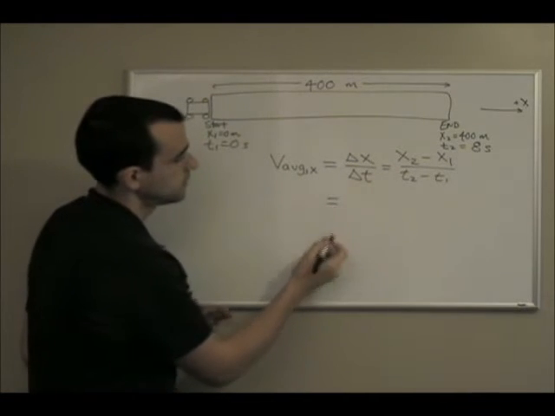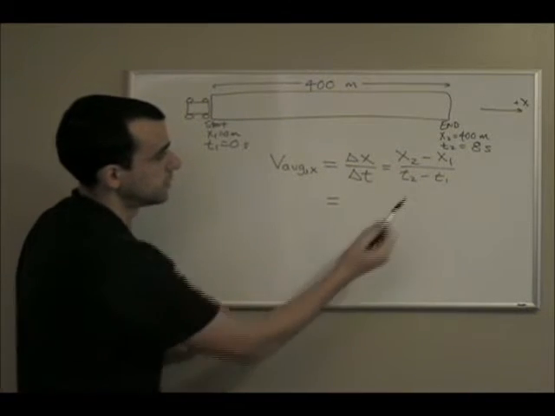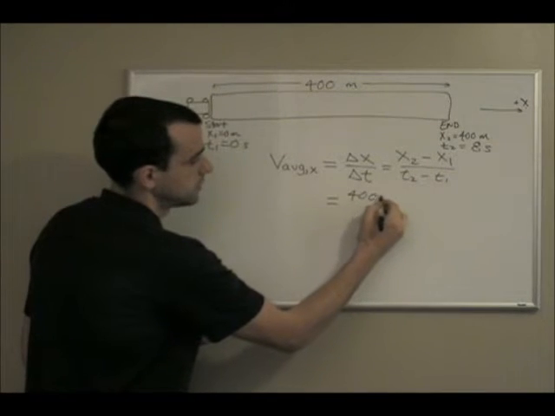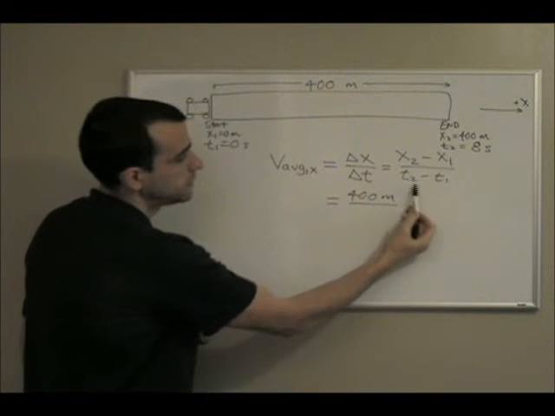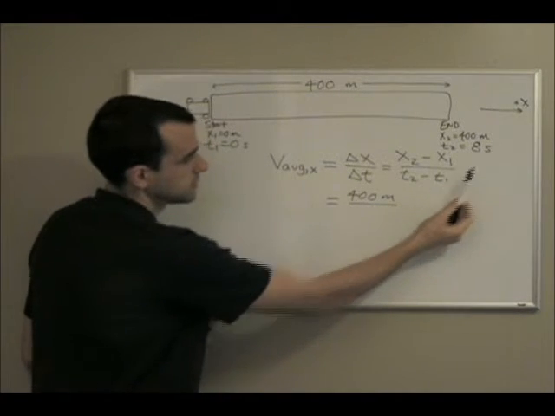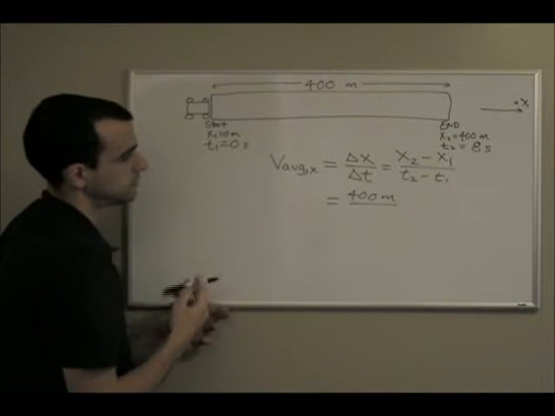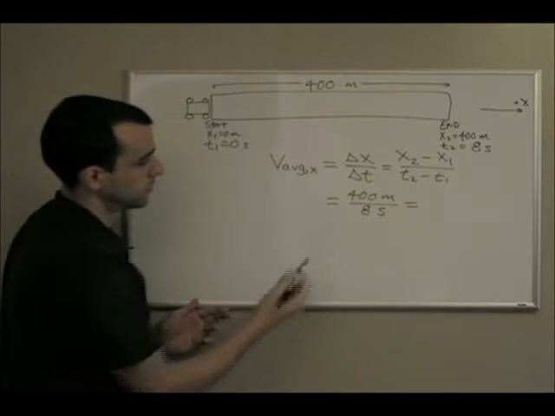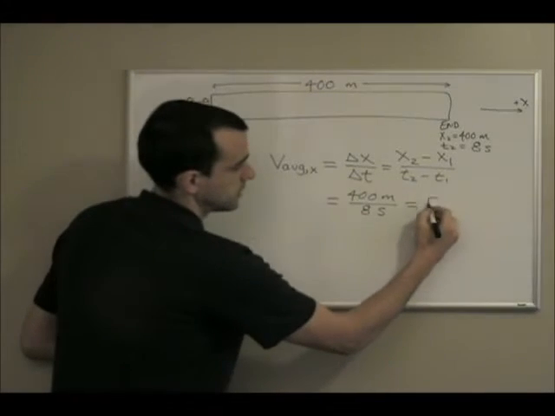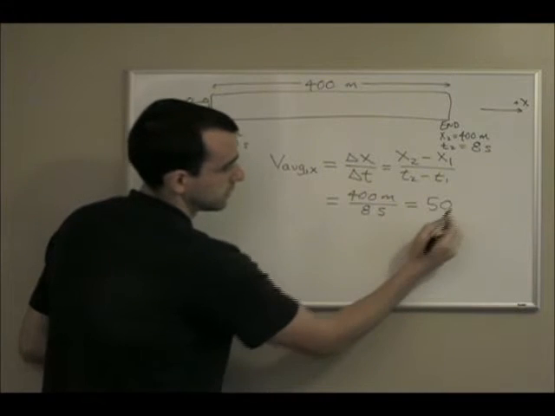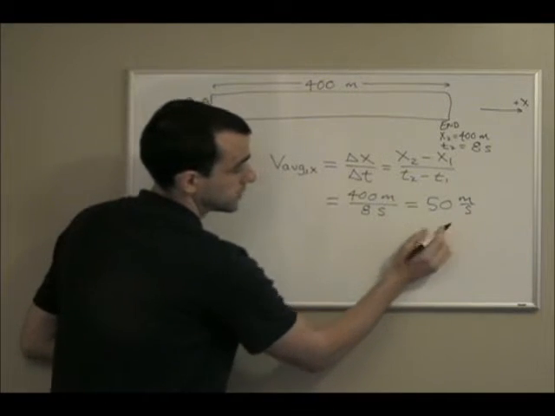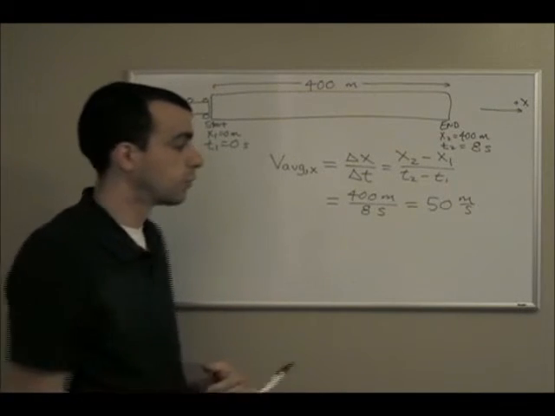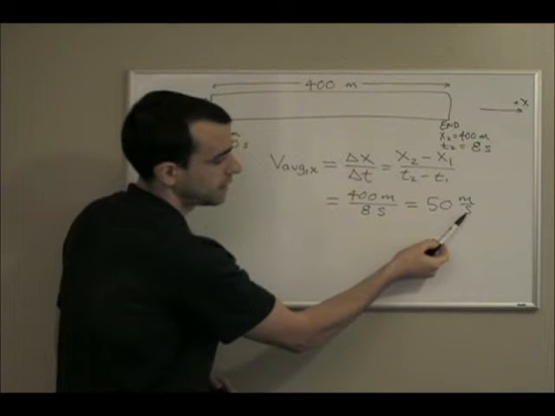Our average velocity would just be plugging into this equation. x2 minus x1 is 400 minus 0, or 400 meters. And we have t2 minus t1, where t2 is 8 seconds and t1 is 0 seconds, so that's 8 seconds. 400 divided by 8 is 50, and that's meters per second. That's the units. It's important to realize that the units on velocity are meters per second, or a distance measurement divided by a time measurement.